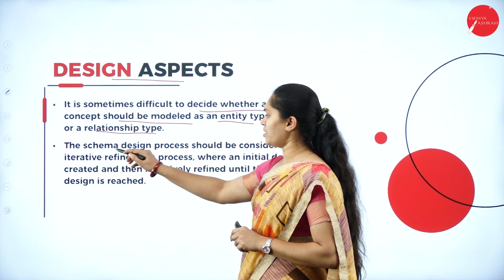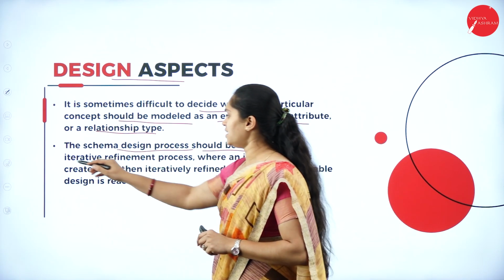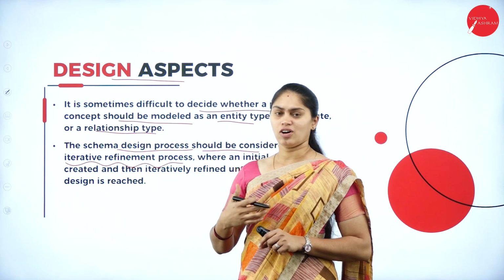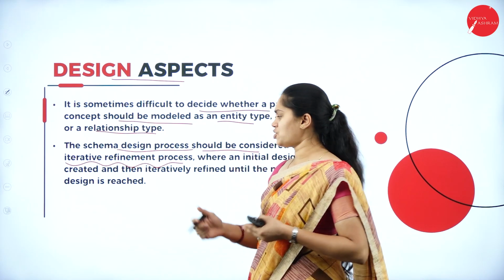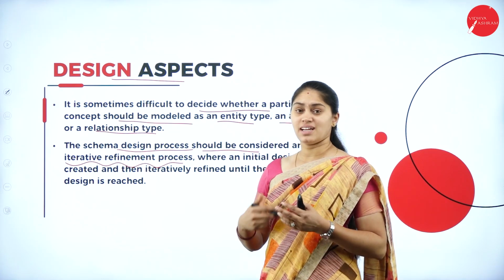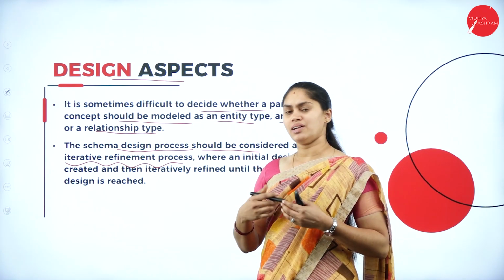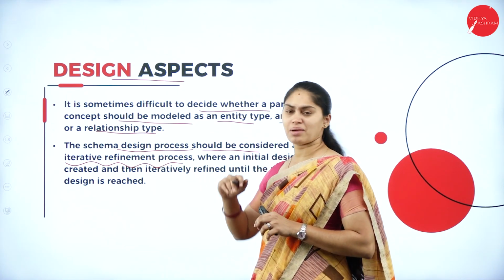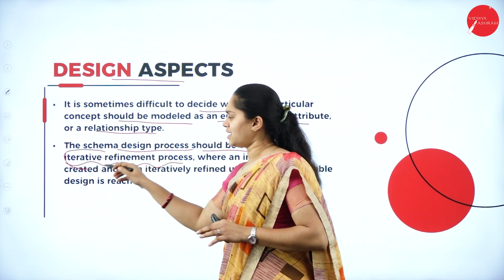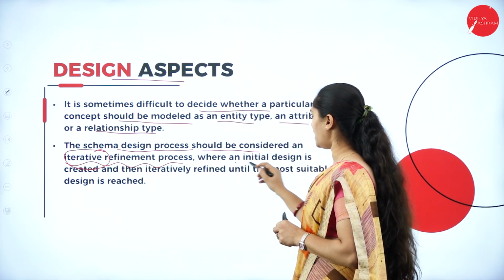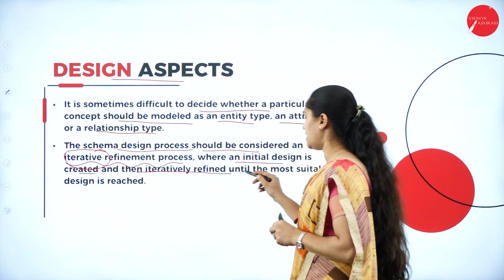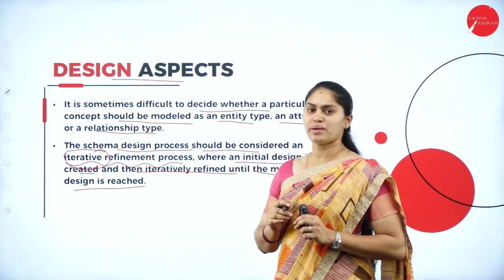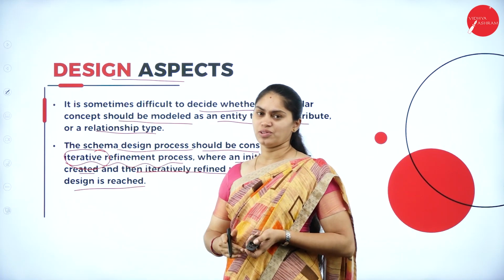Also, the schema design should be considered an iterative refinement process. At one shot, or at the beginning only, we can't decide or have a complete ER diagram. This needs to be what? An iterative refinement process. The schema design has to be iterative. Whenever we are doing the updation or making changes, everything should be reflected in the schema design process. It should not be static in nature. An initial design is created and then iteratively refined until the most suitable design is reached. Until we reach a satisfiable design for the schema, we have to do the refinement.